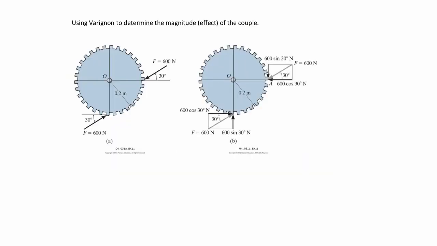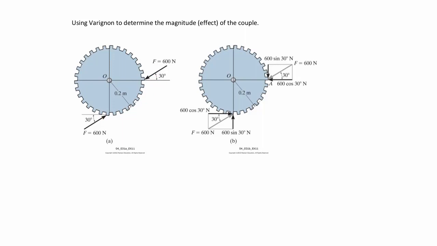Well, here we have an example problem where we have a couple. It's pretty easy to see that this force of 600 is going to be equal and opposite to that force of 600. They both have a 30-degree angle with the horizontal, so they do qualify as a couple. However, it's really hard to see the distance between them. It's hard to see that distance for us to calculate it.